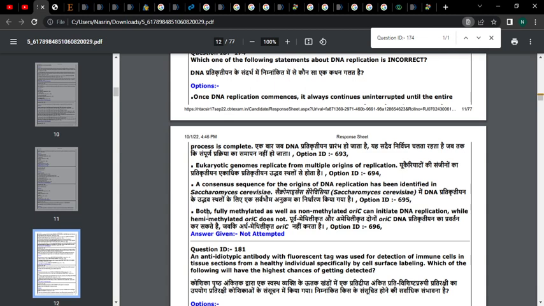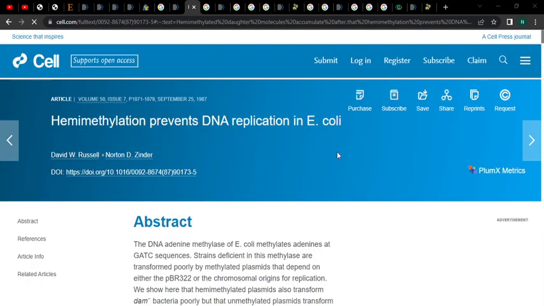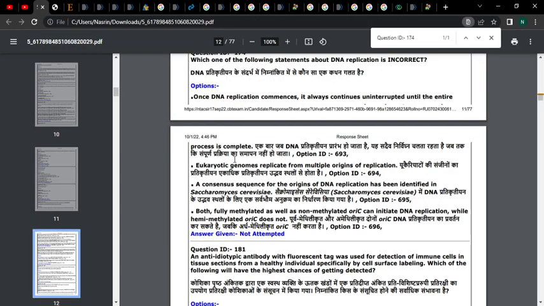The fully methylated DNA sequence as well as the non-methylated origin of replication C can initiate DNA replication, whereas the hemi-methylated DNA cannot initiate DNA replication, friends. So you can check this particular article. Here they mention that hemimethylation prevents DNA replication in E. coli. So please don't challenge this question. Anyway, if you challenge, they won't accept your claim.